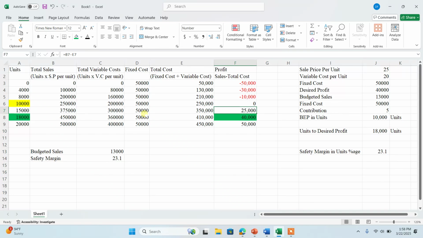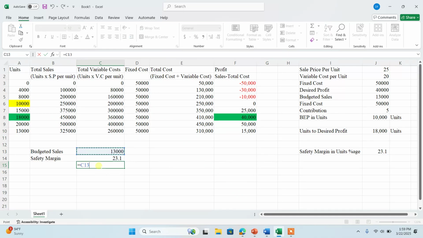If you're interested, you can calculate it. It doesn't take too much time. Let me do it for you. If I produce 13,000 units, my profit will be between 0 and 25,000. So on 13,000, my profit is 15,000. Now let me calculate 13,000 multiplied by 23.1%. You can see it's 3,000. Now I have the margin of 3,000 units.